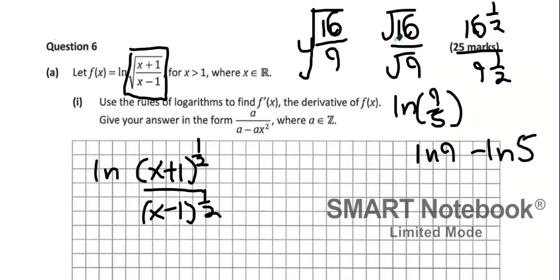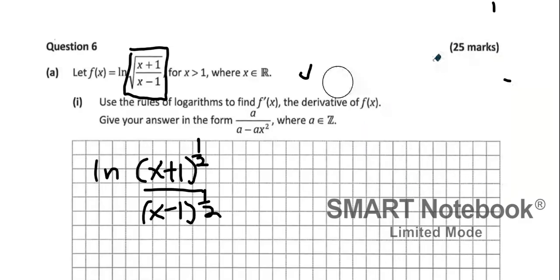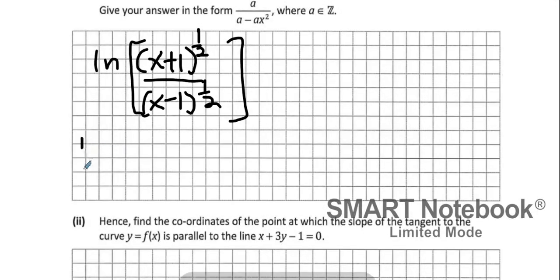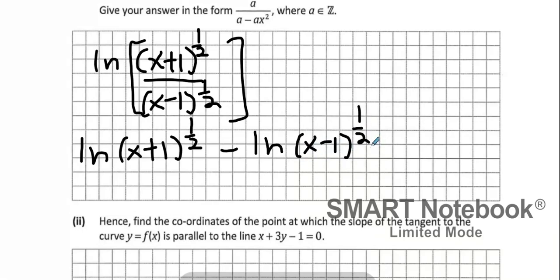Using that knowledge, what do you think I'm going to do with my friend there to the left? What do you think I'm going to break it up into? Yeah. So we're going to break it up into ln x plus 1 to the power of a half, and then take away ln x minus 1 to the power of a half. We good with that? Now there's another rule where we say ln x to the power of 5. Do you know what I can do with that 5? I can bring it to the front and call it 5 ln x.